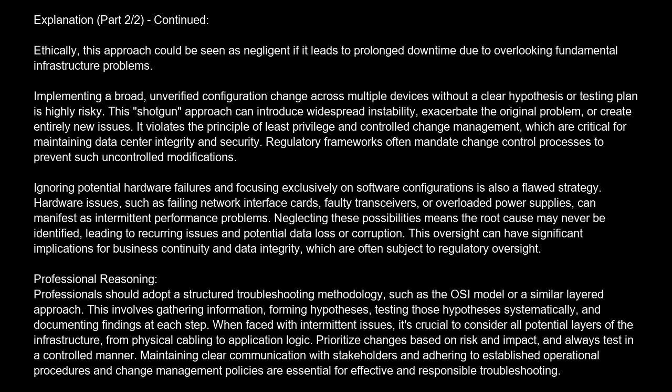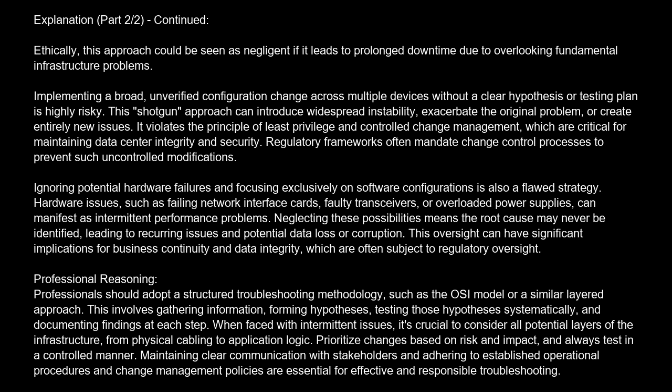Ignoring potential hardware failures and focusing exclusively on software configurations is also a flawed strategy. Hardware issues, such as failing network interface cards, faulty transceivers, or overloaded power supplies, can manifest as intermittent performance problems. Neglecting these possibilities means the root cause may never be identified, leading to recurring issues and potential data loss or corruption. This oversight can have significant implications for business continuity and data integrity, which are often subject to regulatory oversight.